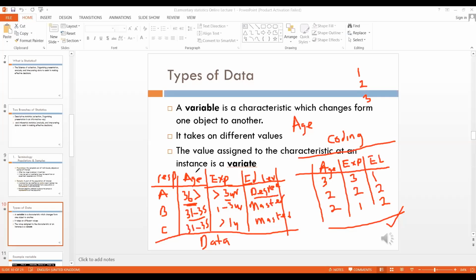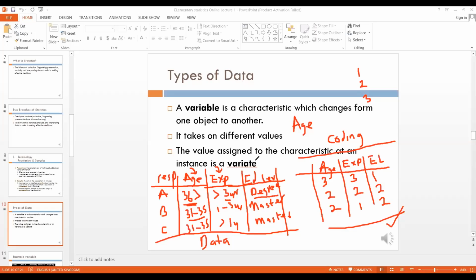Okay? So age is a numeric variable. Experience is a numeric variable. When I ask you your age, I'm expecting numeric data or a numeric response. So age by itself is numeric in nature. Okay? And then experience is also what? Numeric in nature. So experience measured in terms of the time of stay in that position is numeric data. Whilst educational level is non-numeric.